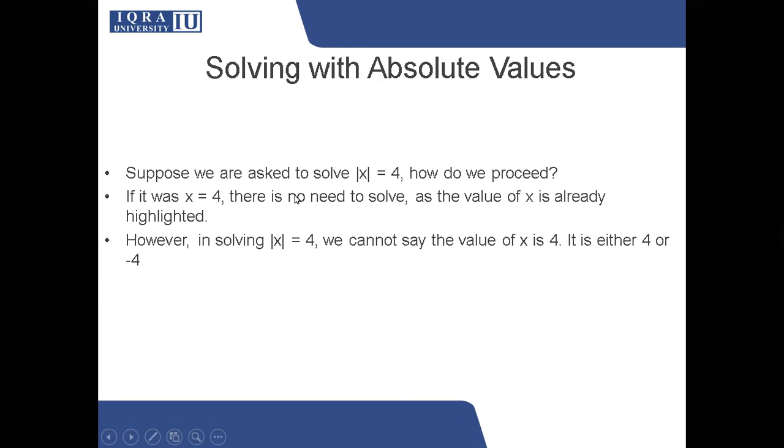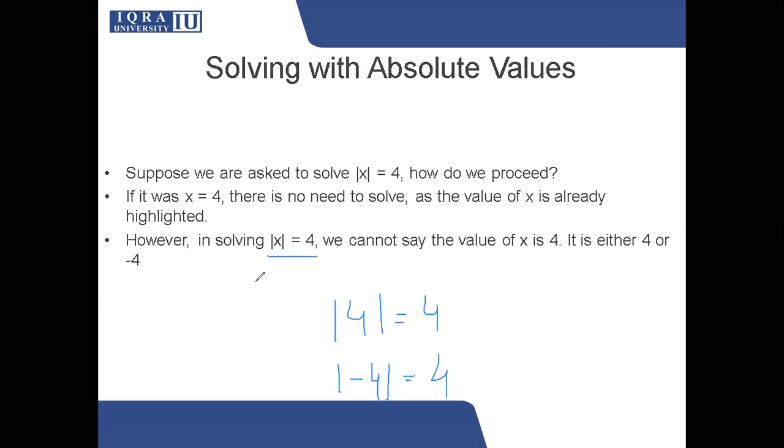But if we're given this, the absolute value of x equals 4, we cannot say that the value of x is 4, because it is either 4 or minus 4. Let's put it this way: I'll substitute the number 4 in place of x. What do I get? The number 4. So this checks out. 4 can be an answer. Now I'll put minus 4 as well. The absolute value of minus 4 is 4 itself. So this again checks out.